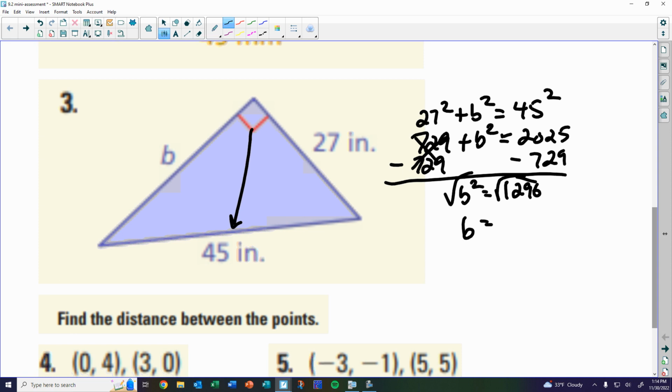Yeah, the square root of 1,296 is 36. And again, this number must be smaller than the hypotenuse, which it is. Okay. All right.